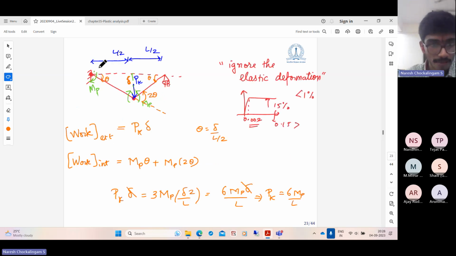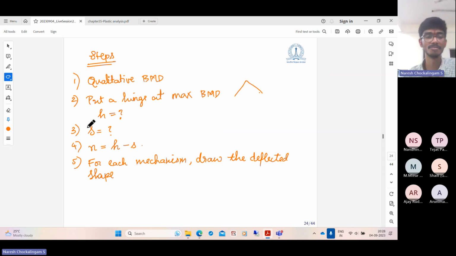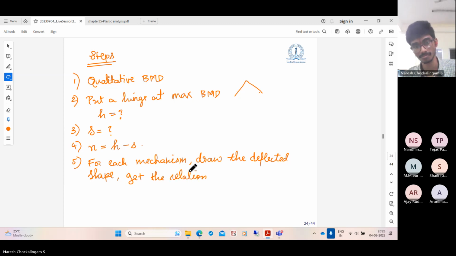One more thing is there will be elastic deformation all over, so it will be slightly curved. But that doesn't matter because that is less than 1% of the plastic deformation. So that is negligible. You only look at the plastic work done. So for each of them, draw the deflected shape, and get the relation between the load point displacement delta and the rotation at plastic hinges, theta.